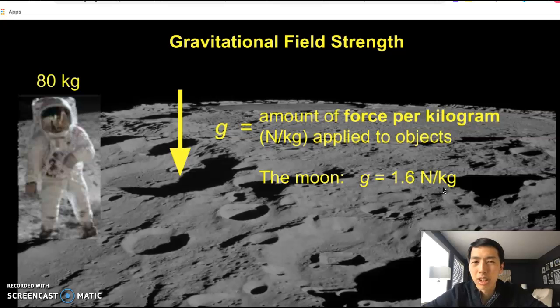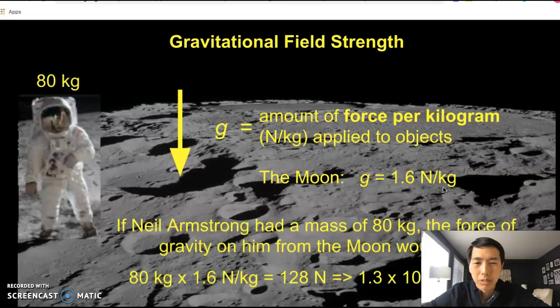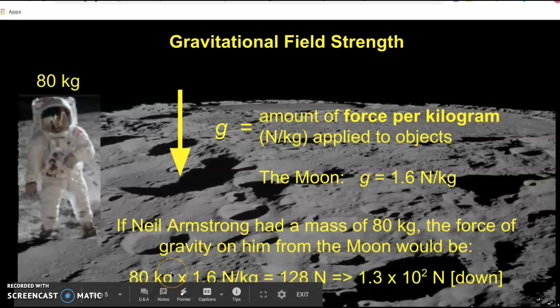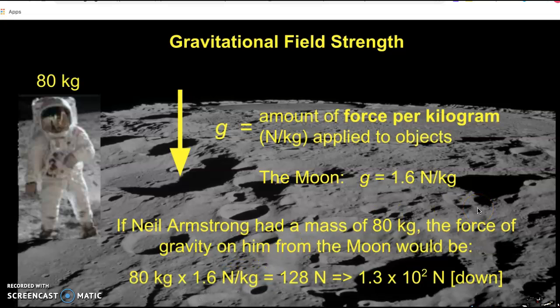So there's Neil Armstrong. Let's just say he's 80 kilograms. So how much force of gravity does he feel on the moon? Well, we would actually just take 80 kilograms multiplied by the 1.6 newtons per kilogram, and that turns out to be 128 newtons. And I'll round that to two significant digits. That makes 1.3 times 10 squared newtons, and the direction would be down.